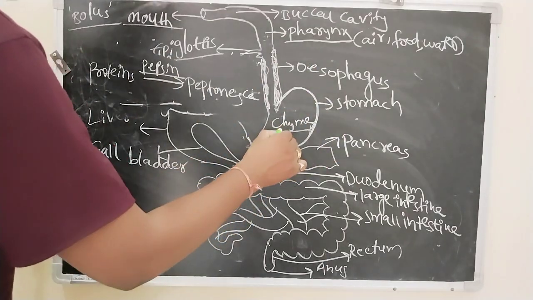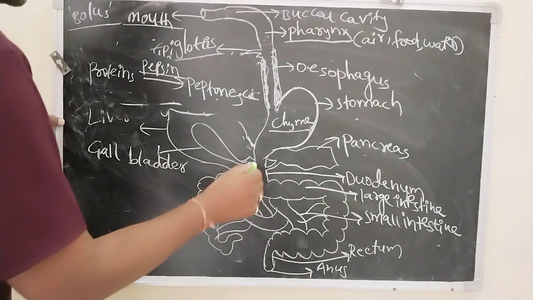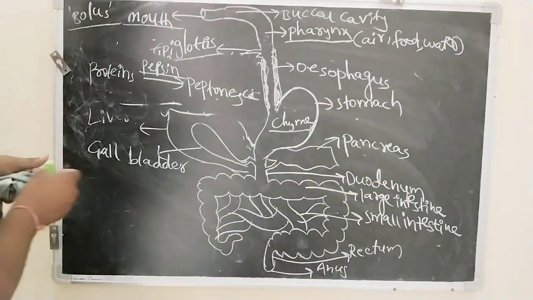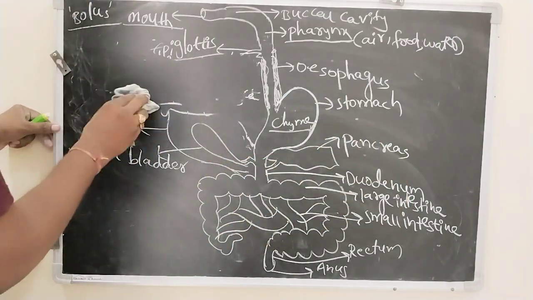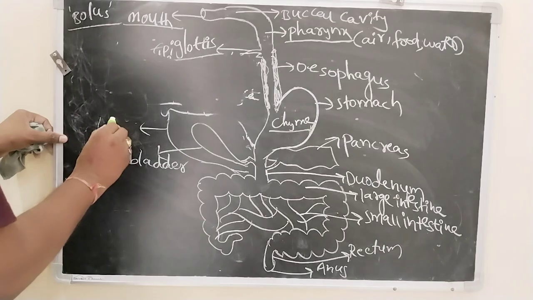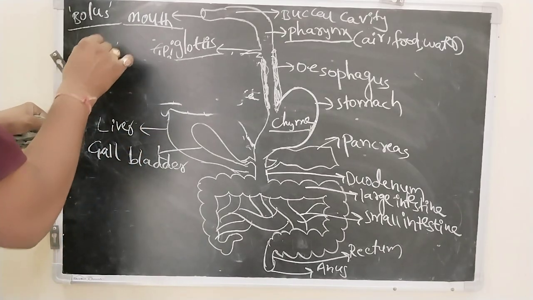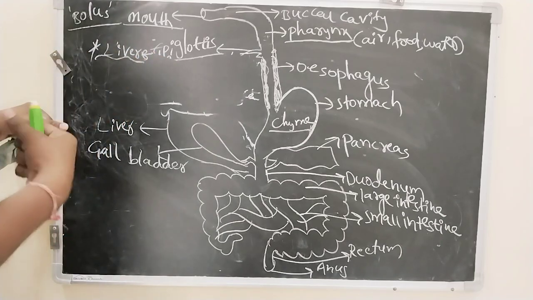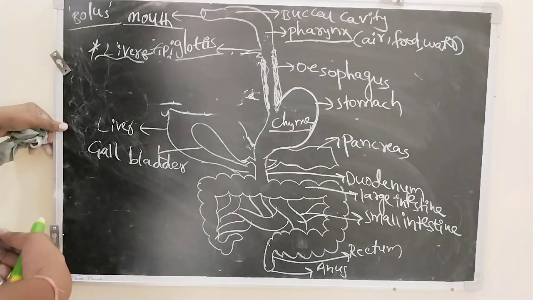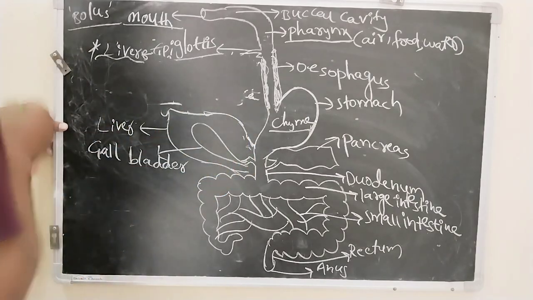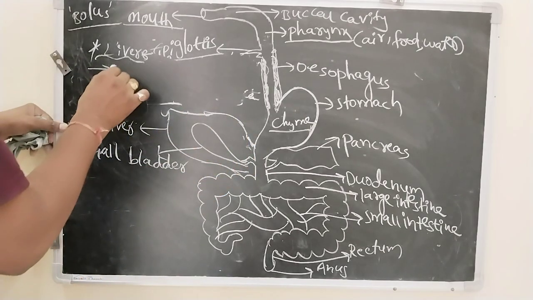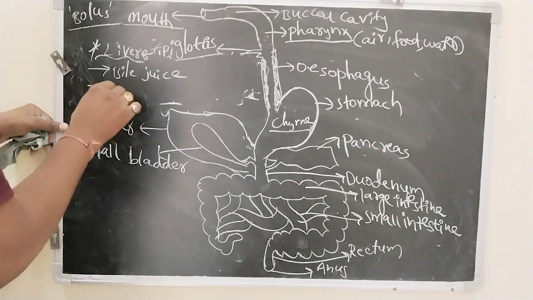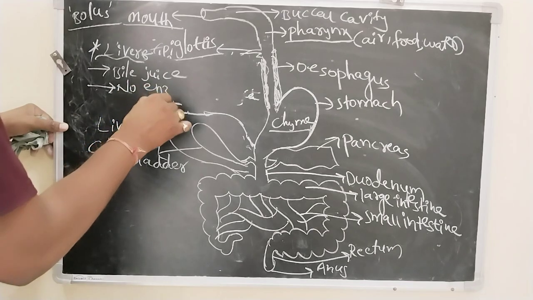From here the food enters the small intestine through a U-shaped structure called the duodenum. The next part is the liver. The liver is situated on the right side of our body, opposite to the stomach, and the liver produces a juice called bile juice. A very important point: bile juice contains no enzymes.